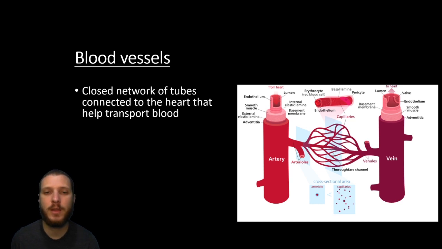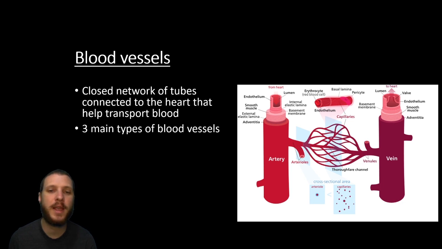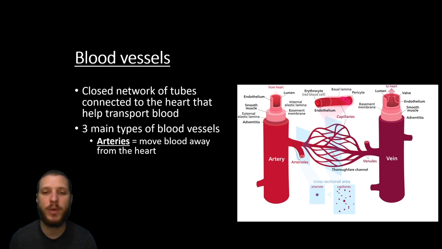Moving on then, the blood vessels. These again are going to be part of that closed network that connects the heart to the rest of the cells in the body. And there are going to be three main types of blood vessels. We have arteries, which move blood away from the heart. Arterioles are just going to be smaller tubes that extend out from arteries. So here we can see an arteriole there and here as well.